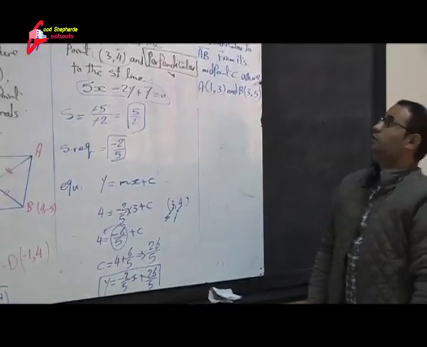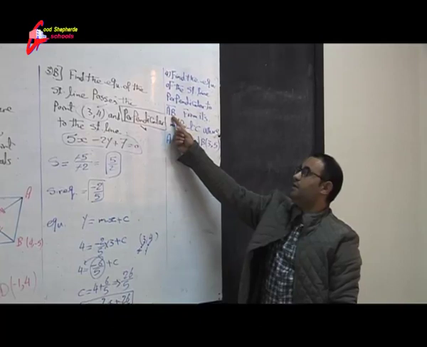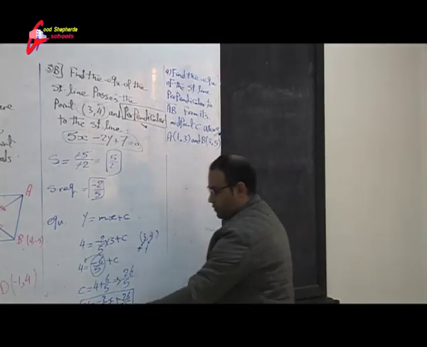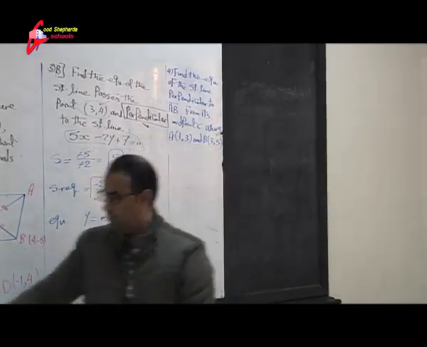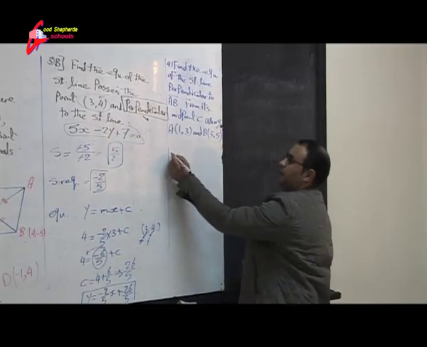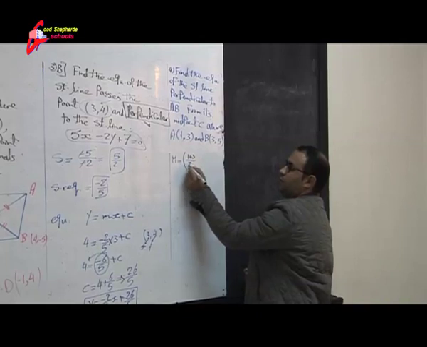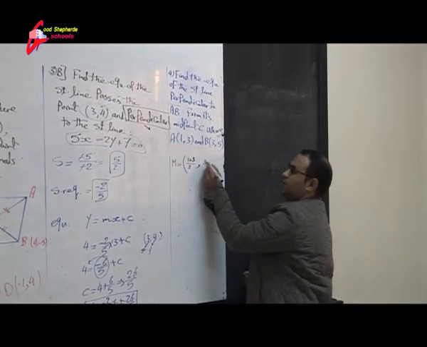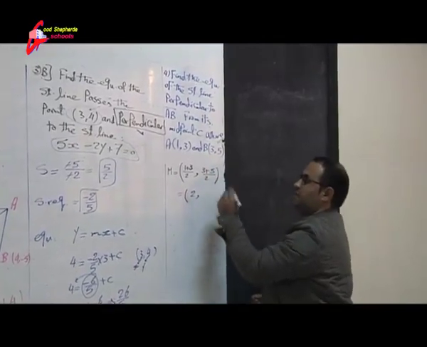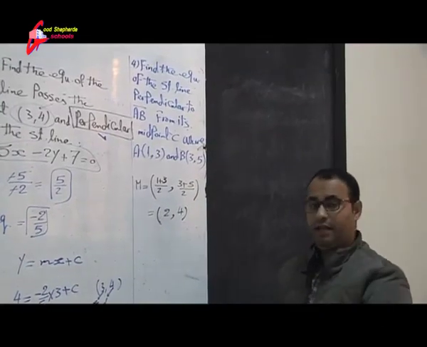The last operation: find the equation of the straight line perpendicular to AB from its midpoint. So you must get the midpoint, okay? So the midpoint here, M equals (1 plus 3) over 2 and (3 plus 5) over 2. So the answer will be 4 over 2, 2, and this is 8 over 2, 4. This is the midpoint.